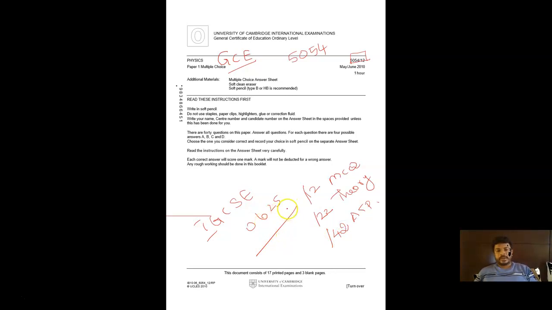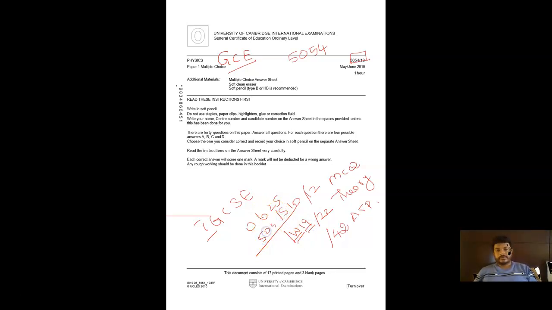And every year there will be two papers. One is summer, another is winter. So S10 means May June 2010. Winter 19 means October November 2019. Like that, you have to identify the code. You should know the coordination.